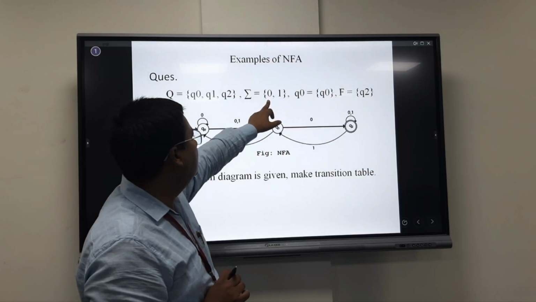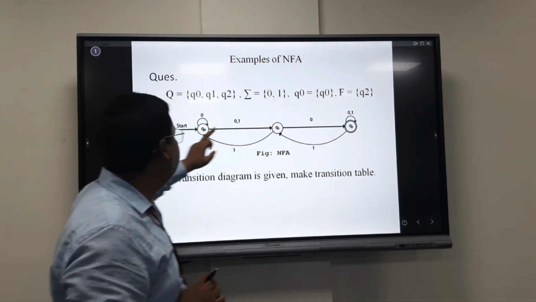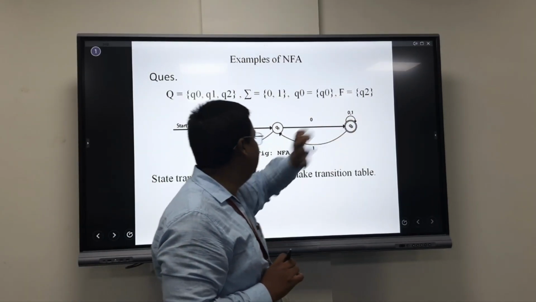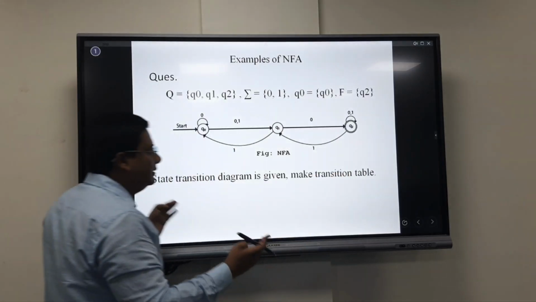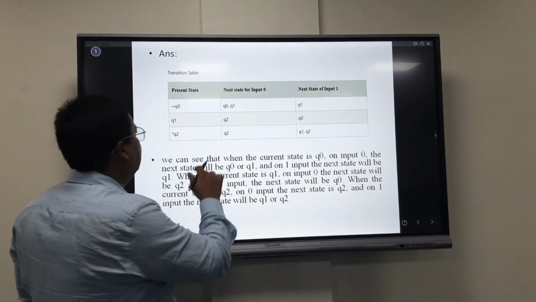The set of inputs is 0 and 1. The initial state is Q0, represented by the arrow sign. The final state is Q2, represented by the double circle. So a state transition diagram is given, and we have to make the transition table from it. It's easy to make this table.